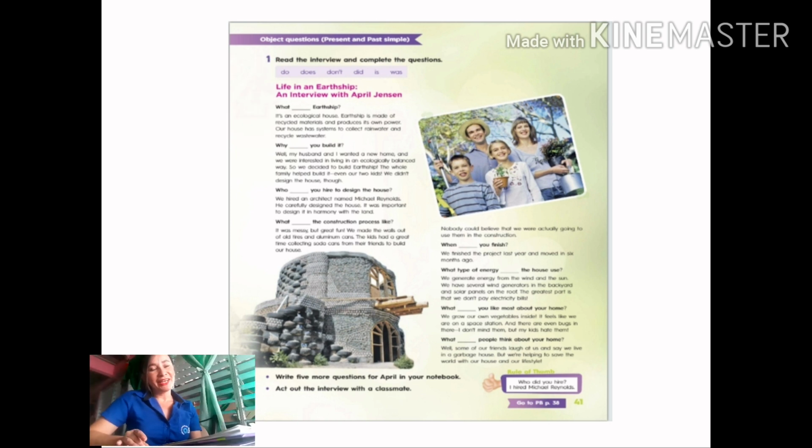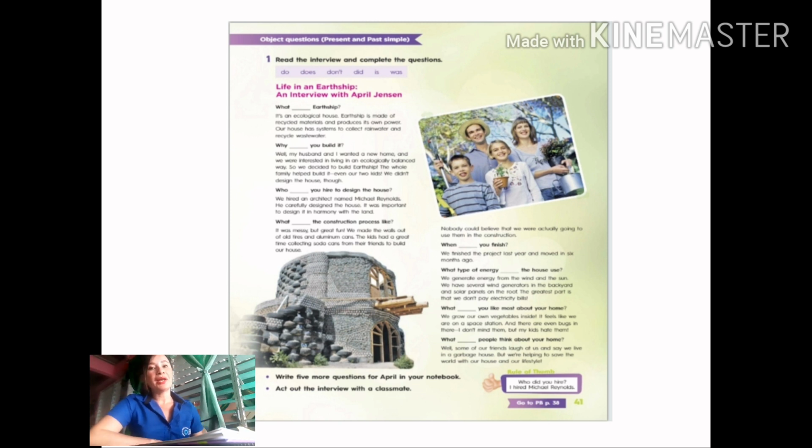Let's continue with our student's book, page number 41. As you can see in the presentation, this is the page, 41. What are you going to do? Follow the instructions. It says, read the interview and complete the questions. What are the words you are going to use to complete these questions? You are going to use do, does, don't, did, is, and was.